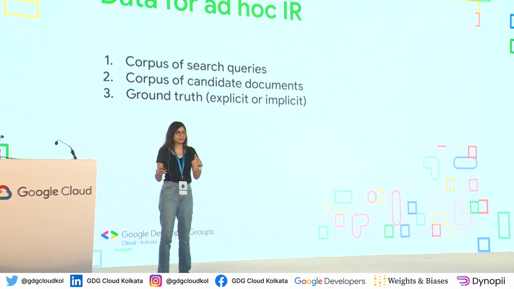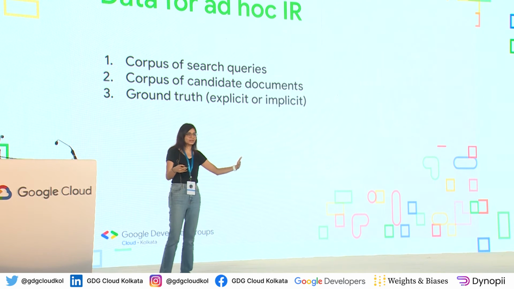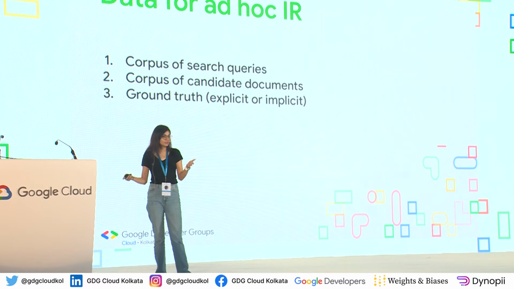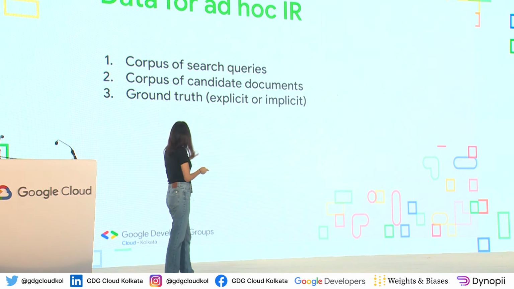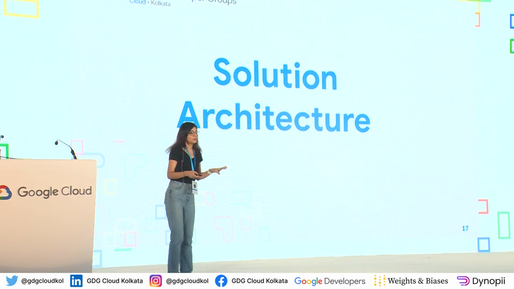I think you can figure it out. For example, if you have 10 queries and you have 100 documents and each query is paired with 10 documents, that means the rest 90 of them are actually irrelevant to that query. So this is the data setting for the information retrieval problem. Now let's talk about the solution architecture.